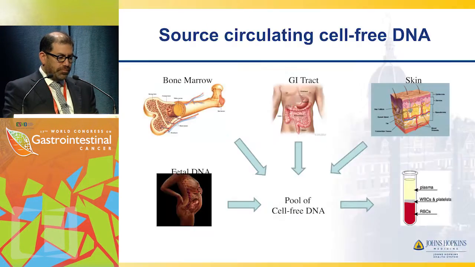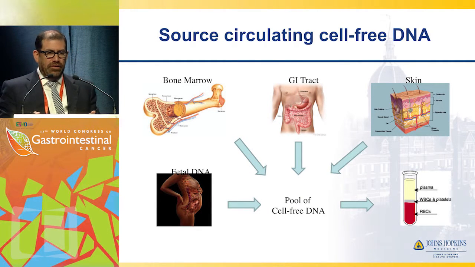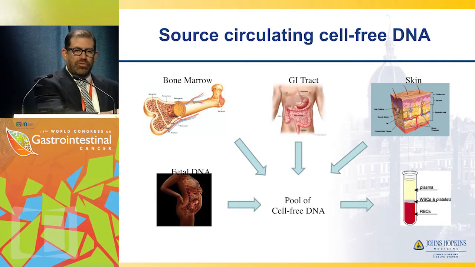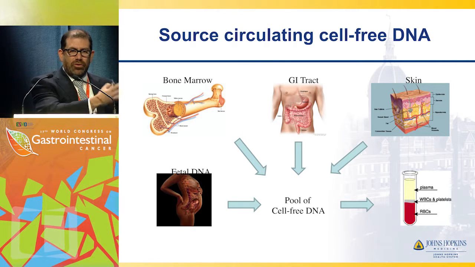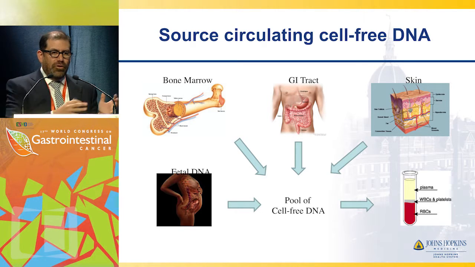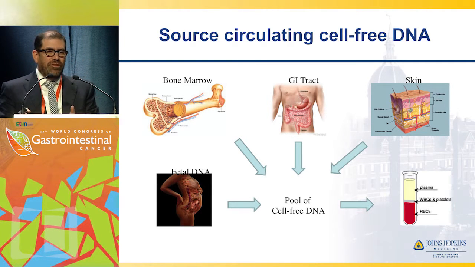And if you look at this pool of cell-free DNA in everyone's plasma, everyone sitting here, the majority comes from the bone marrow that's undergoing constant apoptosis and turnover. A fraction is coming from the GI tract, and a fraction is coming from the skin. These are all cells that are constantly turning over. If you have a pregnant female, a fraction of that cell-free DNA comes from the fetus.